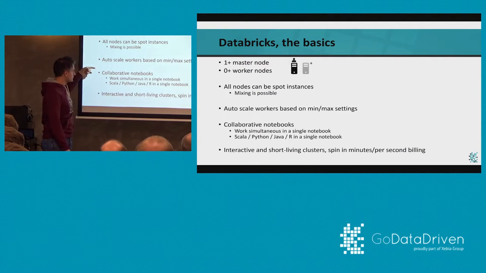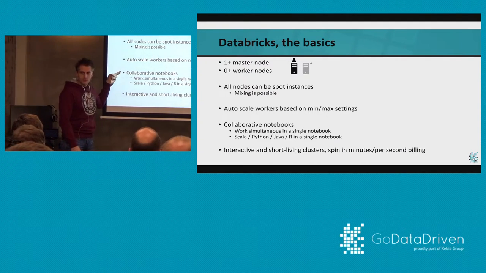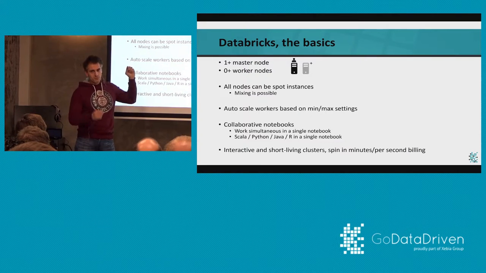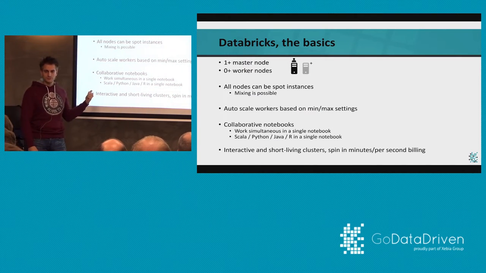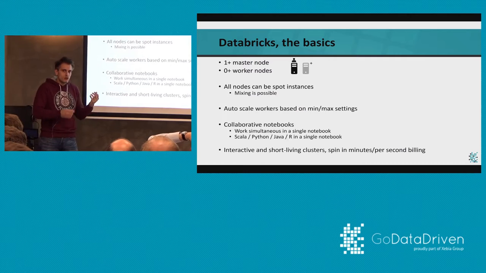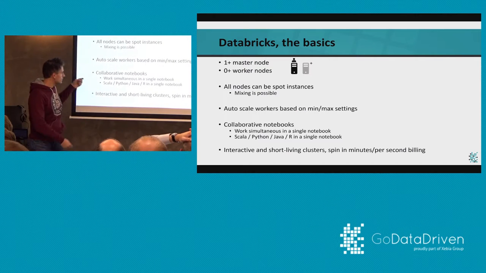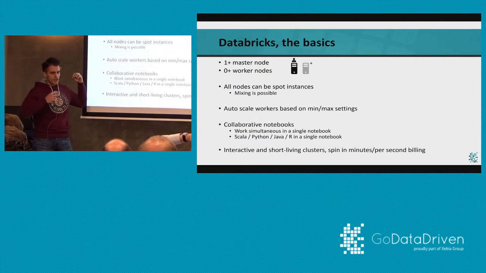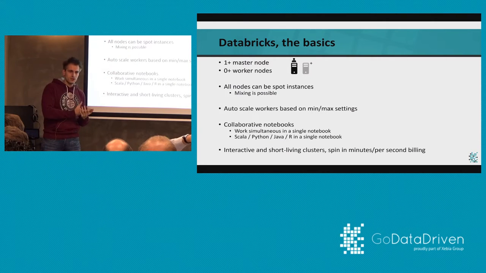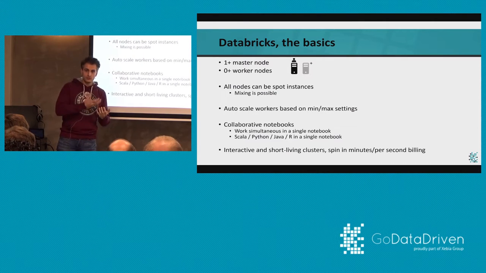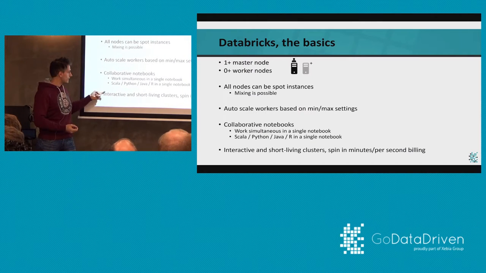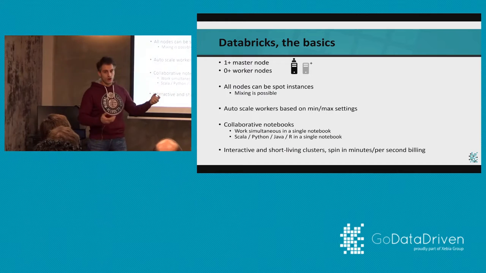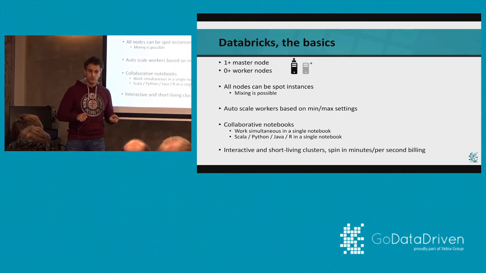The big thing that Databricks provides, though, is collaborative work notebooks. So most of you probably are familiar with something like Jupyter or Zeppelin. Databricks has its own solution that, for me, looks a bit like Zeppelin. But it's a notebook that basically can connect to one or more clusters. So a notebook is not bound to a cluster. You can write your code there. It can be either Scala, Python, Java, or R.